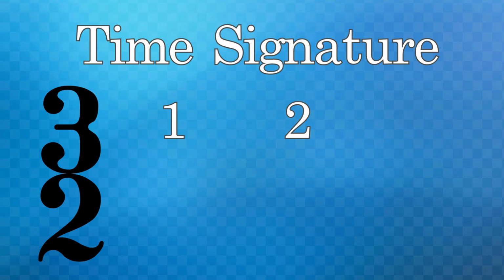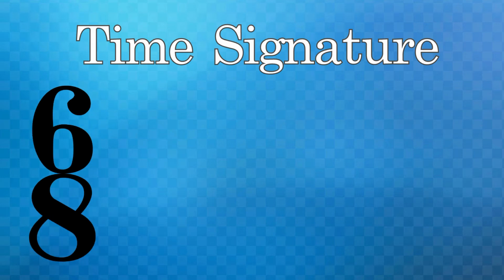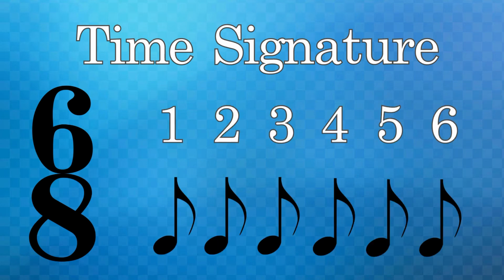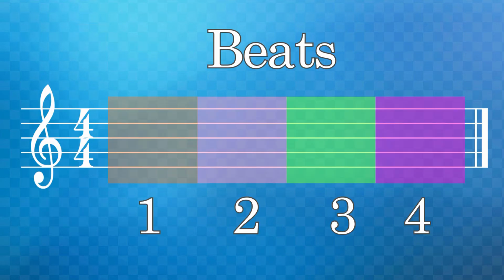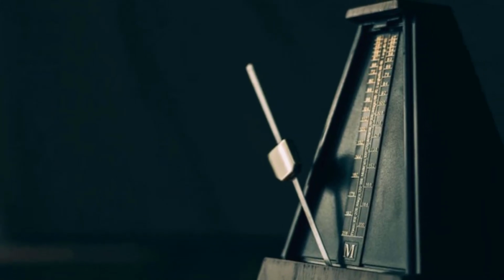In the example of 3/2, the top number lets us know that we have 3 beats per measure, but this time, because of the bottom number, the half note gets a beat. And in 6/8, the top number lets us know there's going to be 6 beats per measure, with the bottom number letting us know that the 8th note gets the beat. Important side note, we don't see the beat unless we're using a recording program, and we don't hear the beat unless we're using a metronome.